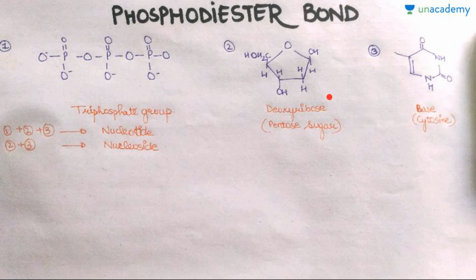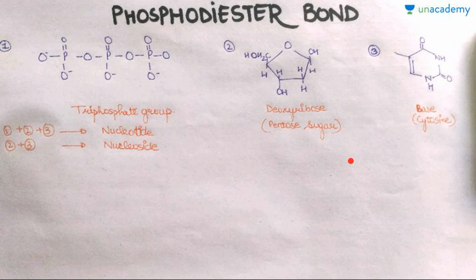Why is this known as deoxyribose? Because the ribose sugar is a pentose sugar which has got OH here, but here we've removed that OH and we only have H and H. So this is deoxyribose. And then we've got a base. I've taken cytosine for the convenience.